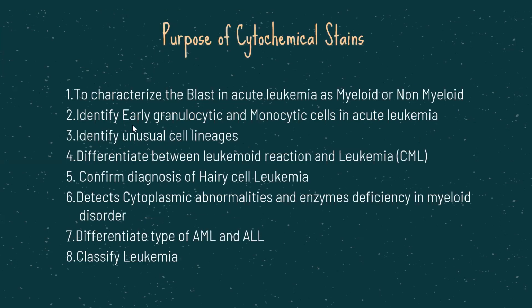So what are the purpose of cytochemical stains? Number one, to characterize the blast in acute leukemia as myeloid or non-myeloid. Okay, so if you can notice, it's always to compare one from another one. Okay, so identify early granulocytic monocytic cells, identify unusual cell lineages, differentiate between leukemoid reaction and leukemia, hairy cell leukemia, different types of AML and ALL. Ayan, so yan po yung gamit ng cytochemical stains. Okay, so technically to differentiate one cell type to another, okay, one disease to another.